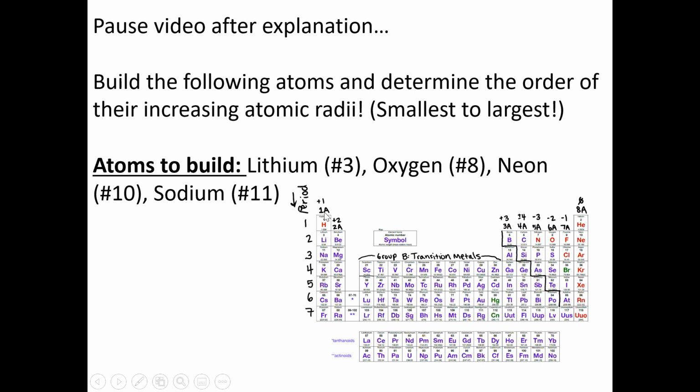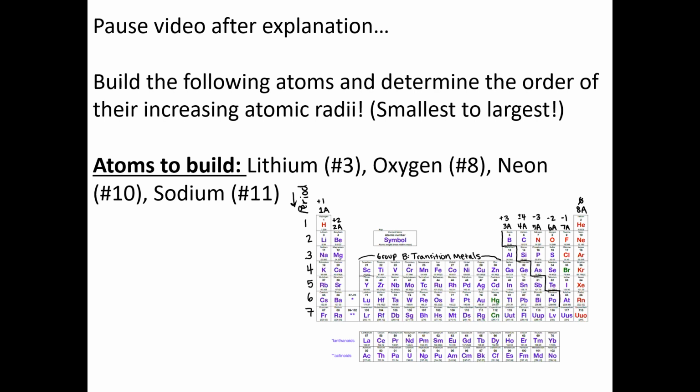So lithium is number 3, so it should have 3 positive protons, and it should have 2 shells of electrons, 1 electron in its outermost shell, and 2 electrons in the core. And it also has 4 neutrons. So this is a good review of everything that we've done so far. So take the time right now to pause and try to draw each of these and figure out which would be the smallest and which would be the biggest.